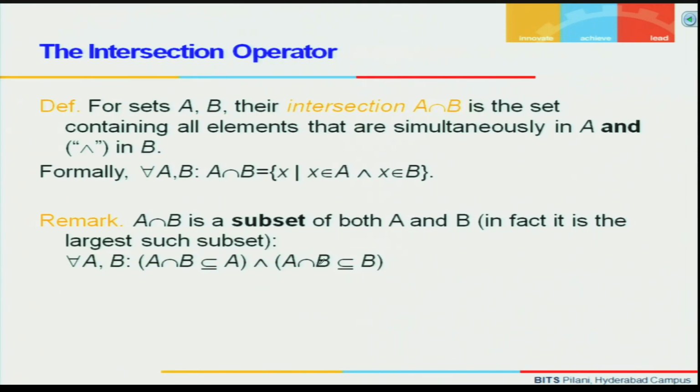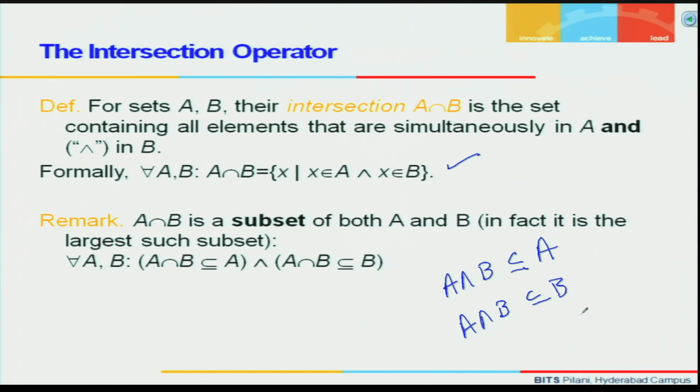Similarly, the intersection. If an element is going to be there in both the sets A and B, then that element is going to be there in A intersection B. This is how it is defined. And if you really understand this particular definition, you will be able to appreciate the simple fact that A intersection B is going to be a subset of A, isn't it? And A intersection B is going to be a subset of B, isn't it?